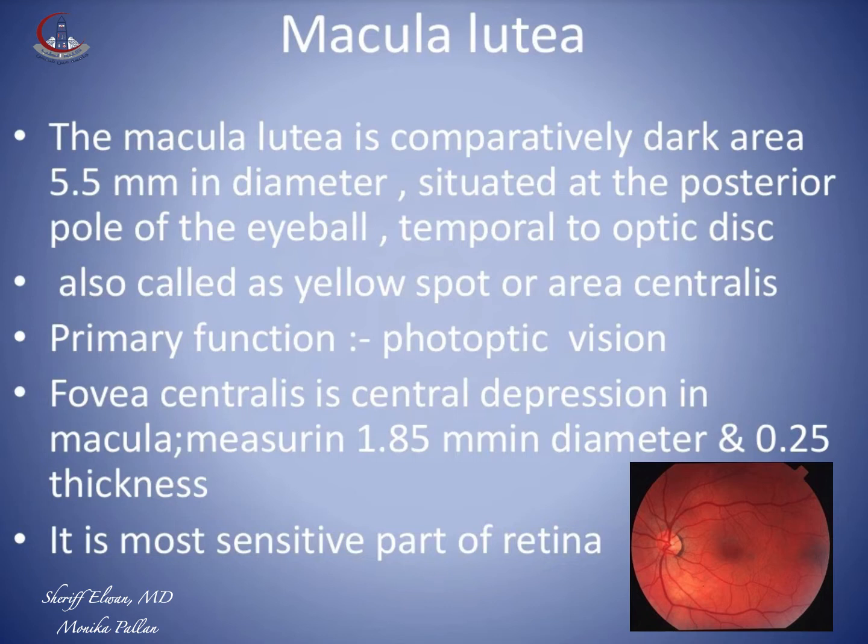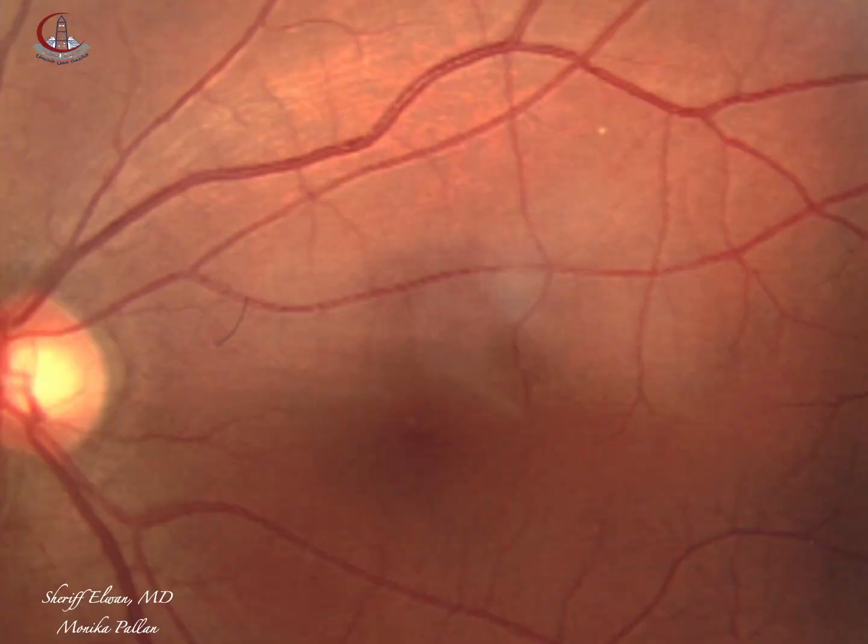The fovea centralis is the central depression in the center of the macula, and it measures 1.85 millimeter in diameter and 0.25 millimeter in thickness. It is the most sensitive part of the retina. Here is a magnification of the central area of the macula lutea, where the yellow pigment appears amidst the purplish to reddish background. And you can notice that this area is avascular.